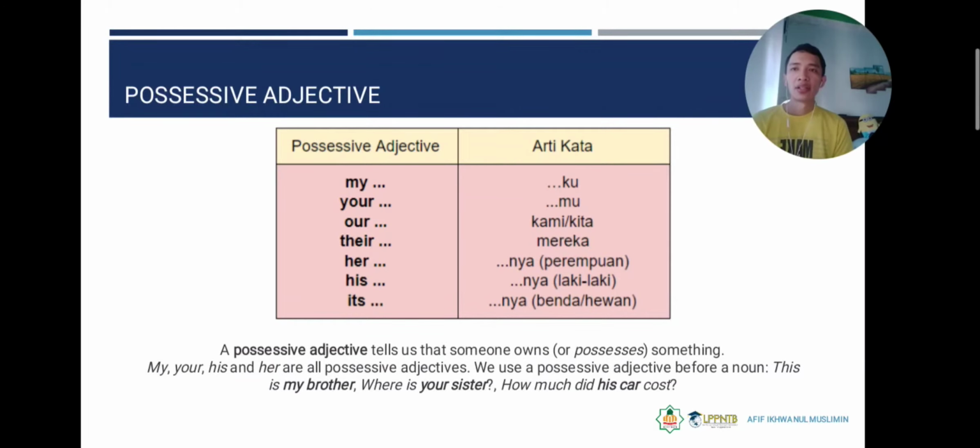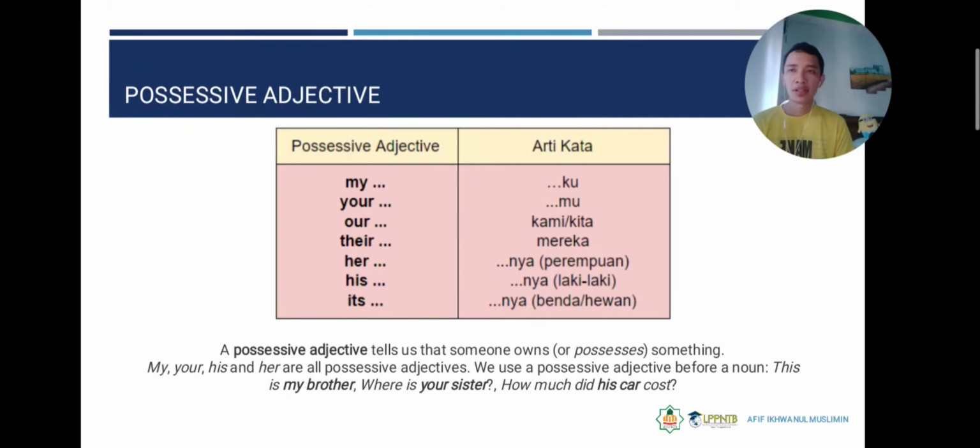For example, we have my, which means ku in Bahasa, your means mu, our means kita, their means mereka, her means ownership of someone who is female, his is the ownership of someone who is male, and its represents ownership by something or an animal. In the example "This is my brother," the brother is owned by someone who says my. And "Where is your sister?" means that the sister is owned by you. And "his car" means that the car belongs to someone who is male.